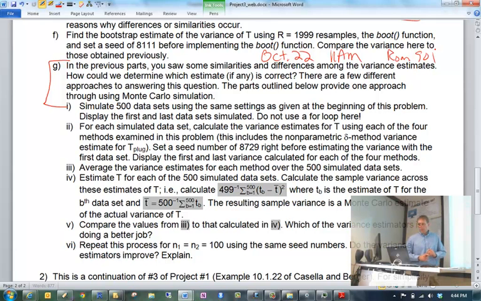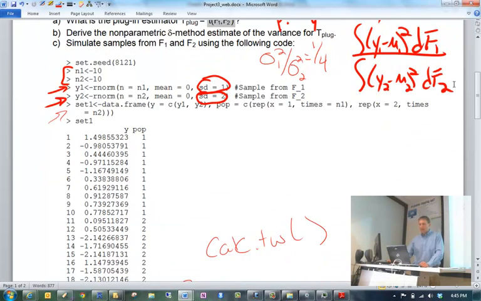Anyway, what do we do to verify that indeed our variance estimates are correct? What I've done here is I've outlined an approach versus give it to you all at once. Plus this also helps me grade a little bit easier. So the first thing I want you to do is simulate 500 data sets using the exact same settings as given at the beginning of the problem. Don't use a for loop when you are actually simulating data. In other words, suppose you create an object called B, set it to 500. Put n1 times B here, put n2 times B there, and now you got your data.